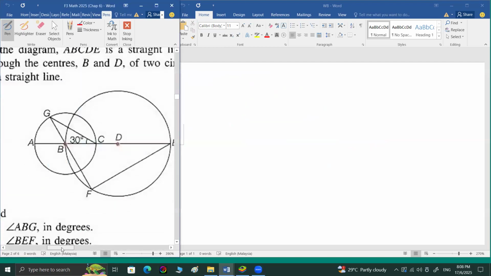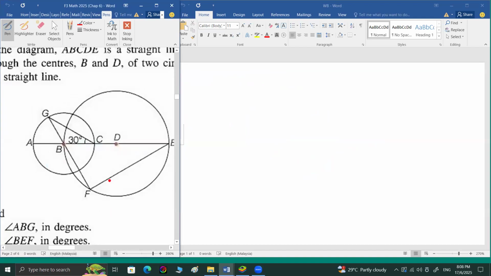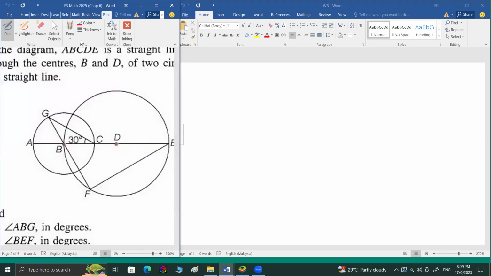Okay, we look at question 2. Question 2, you're asked to find ABG and BEF in degrees. Okay, my class, look at my explanation here and check your answer, whether it's correct or not. Okay, class, first of all, what I can see from here to get ABG. ABG means here.